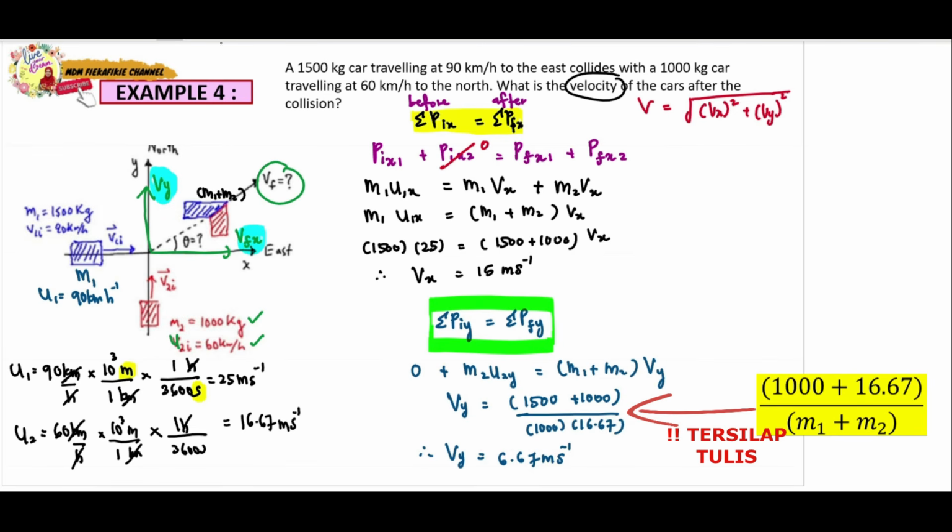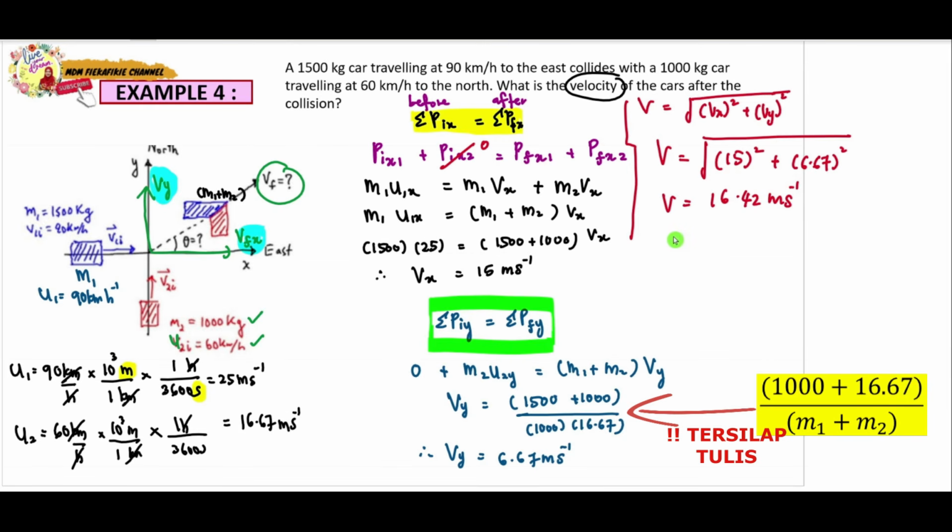Okay? So, finally, we can find V. Alright, so saya buat kat tepi ni. So, V is equal to square root Vx 15 squared plus 6.67 squared. Okay, so V, the magnitude of the final velocity for both car after collision is 16.42 meter per second.